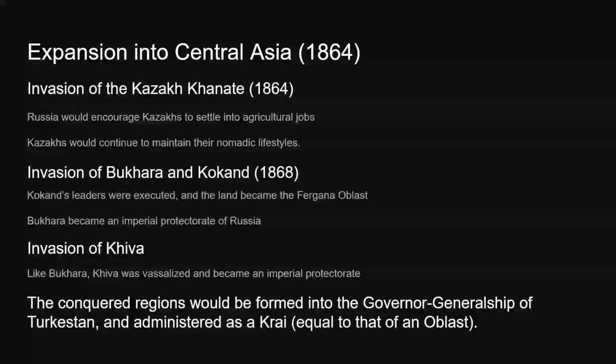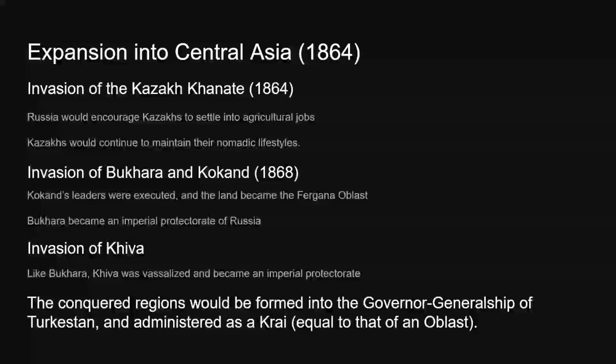We can see some examples of Russification during Russia's wars for expansion in Central Asia. Starting in the year 1864 with the invasion of the Kazakh Khanate, Russia would encourage Kazakhs to settle into fixed-place agricultural jobs in an attempt to replace their nomadic lifestyles. However, not all Kazakhs would give up their way of living.